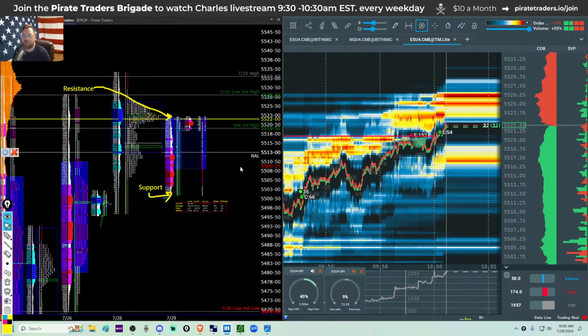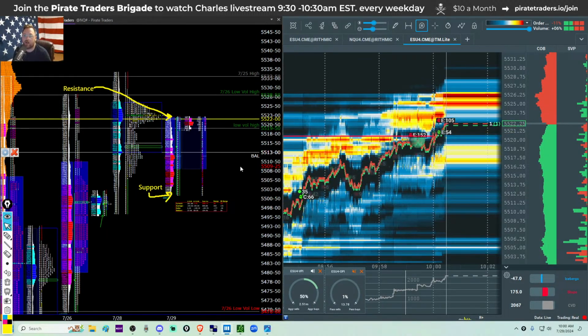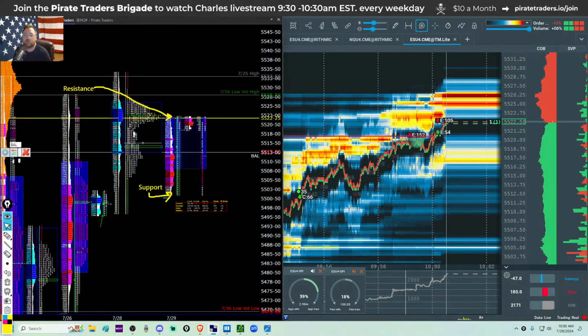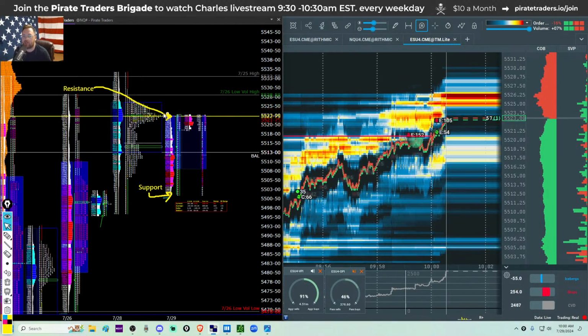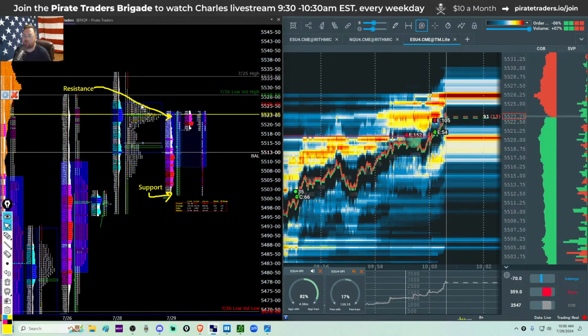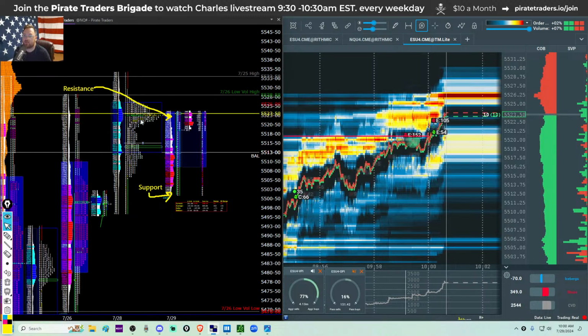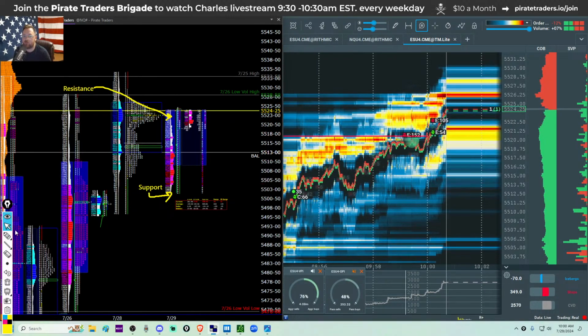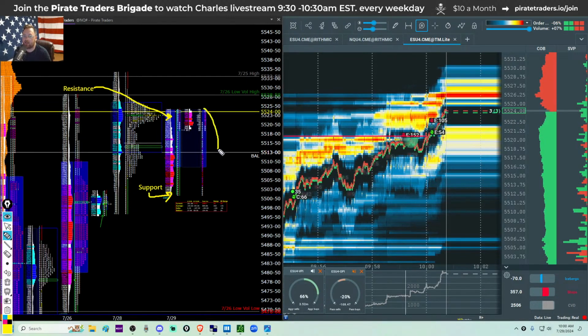Okay, so now we're into this node on the overnight. We're talking about the ES, where the market spent a lot of time going sideways here between 55.20 and 55.26, okay? That is likely to smack the market back down once again, right?